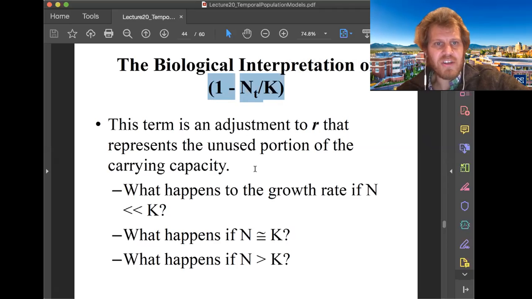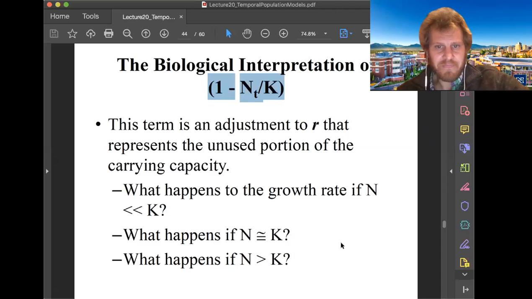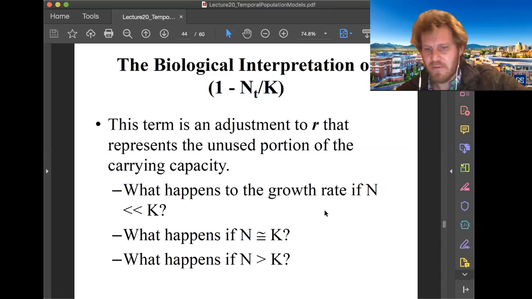So it's a proportion that is not being used. The proportion of the resources, for example, that are not being used. And we already talked about what happens when N approaches K. If N is much bigger than K, then this becomes negative.